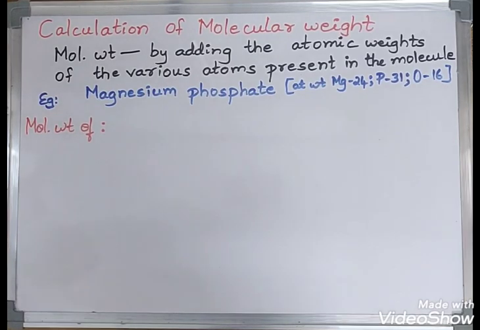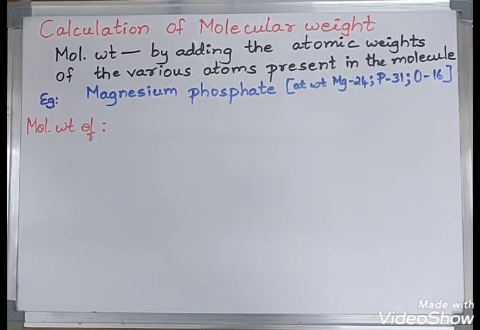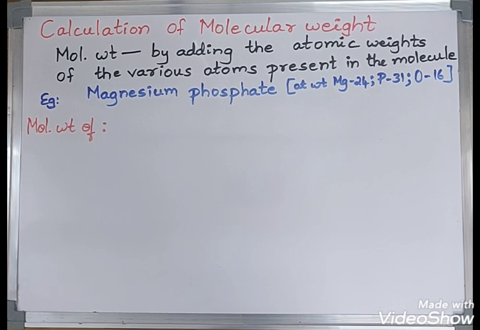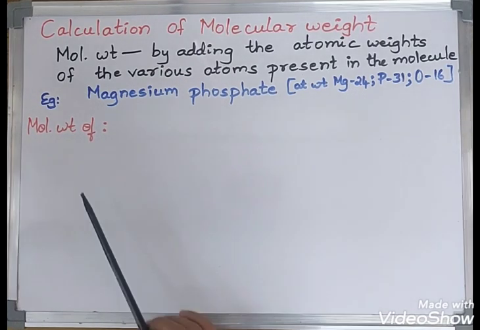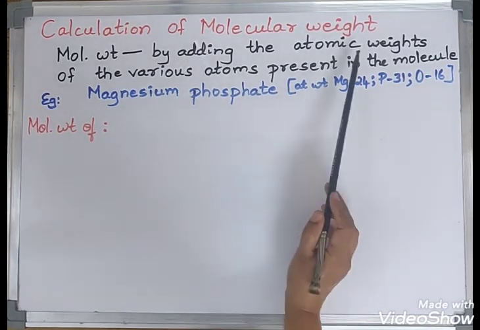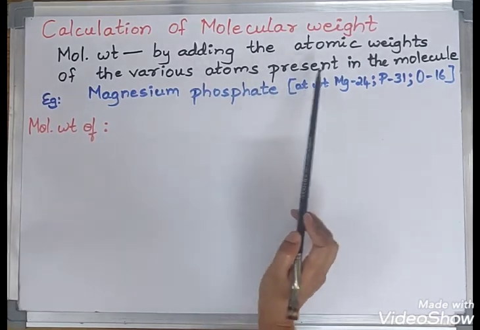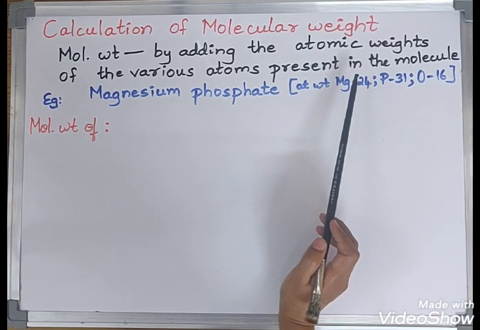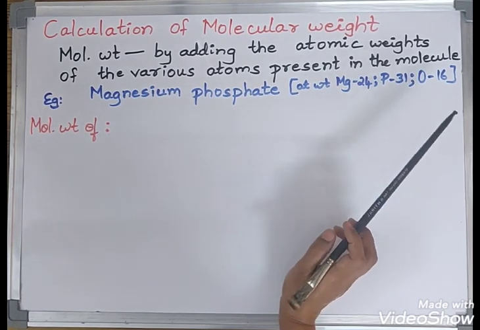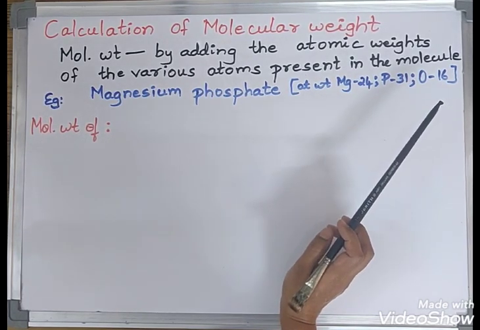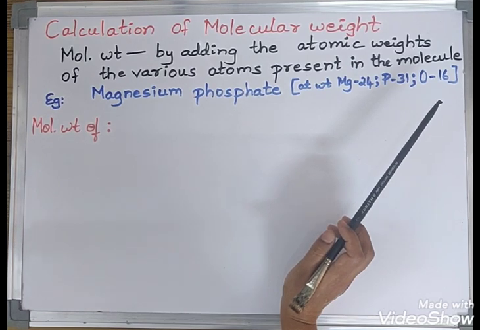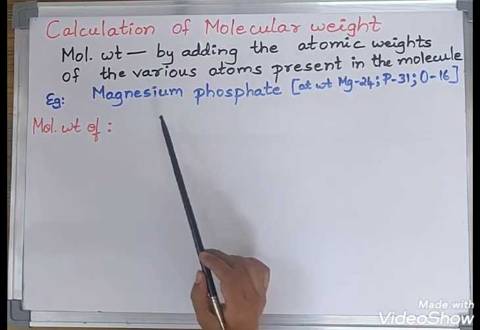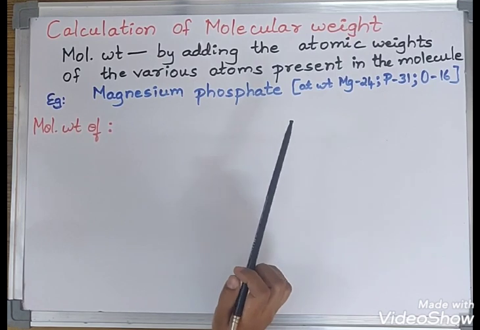After learning how to calculate atomic weight, you will now learn how to calculate molecular weight. Molecular weight is calculated by adding the atomic weights of the various atoms present in a molecule. You need to add the atomic weights of all the atoms that are present in the molecule. Now let us learn how to calculate the molecular weight, taking the example of magnesium phosphate.